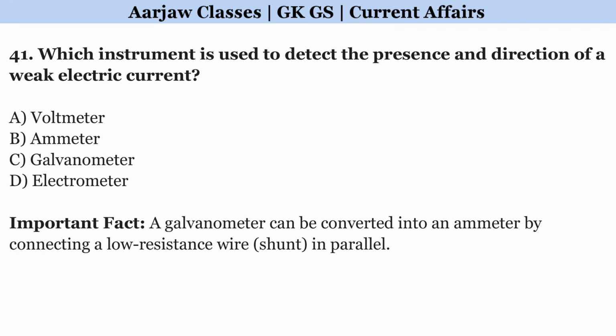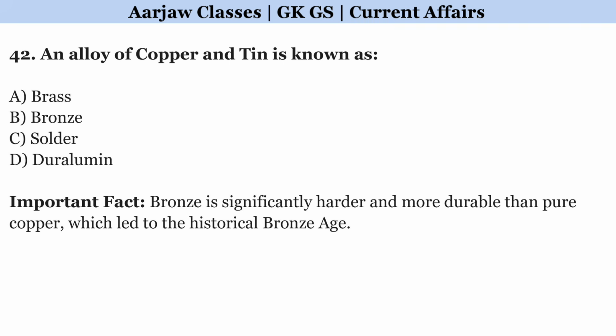Which instrument is used to detect the presence and direction of a weak electric current? Right option is C. Galvanometer. An alloy of copper and tin is known as? Right option is B. Bronze.